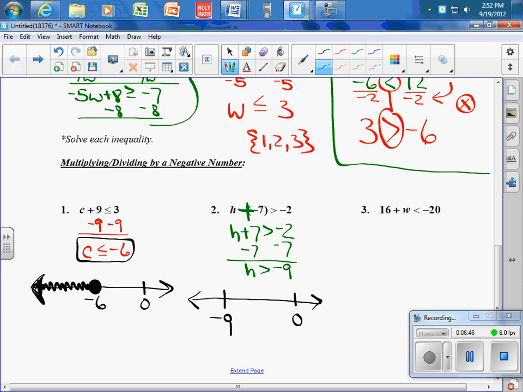Because it's just greater than, not equal to, it doesn't necessarily have to be equal to. It's just greater than -9. It'll be a hollow circle at -9. And I'm going to shade everything to the right.